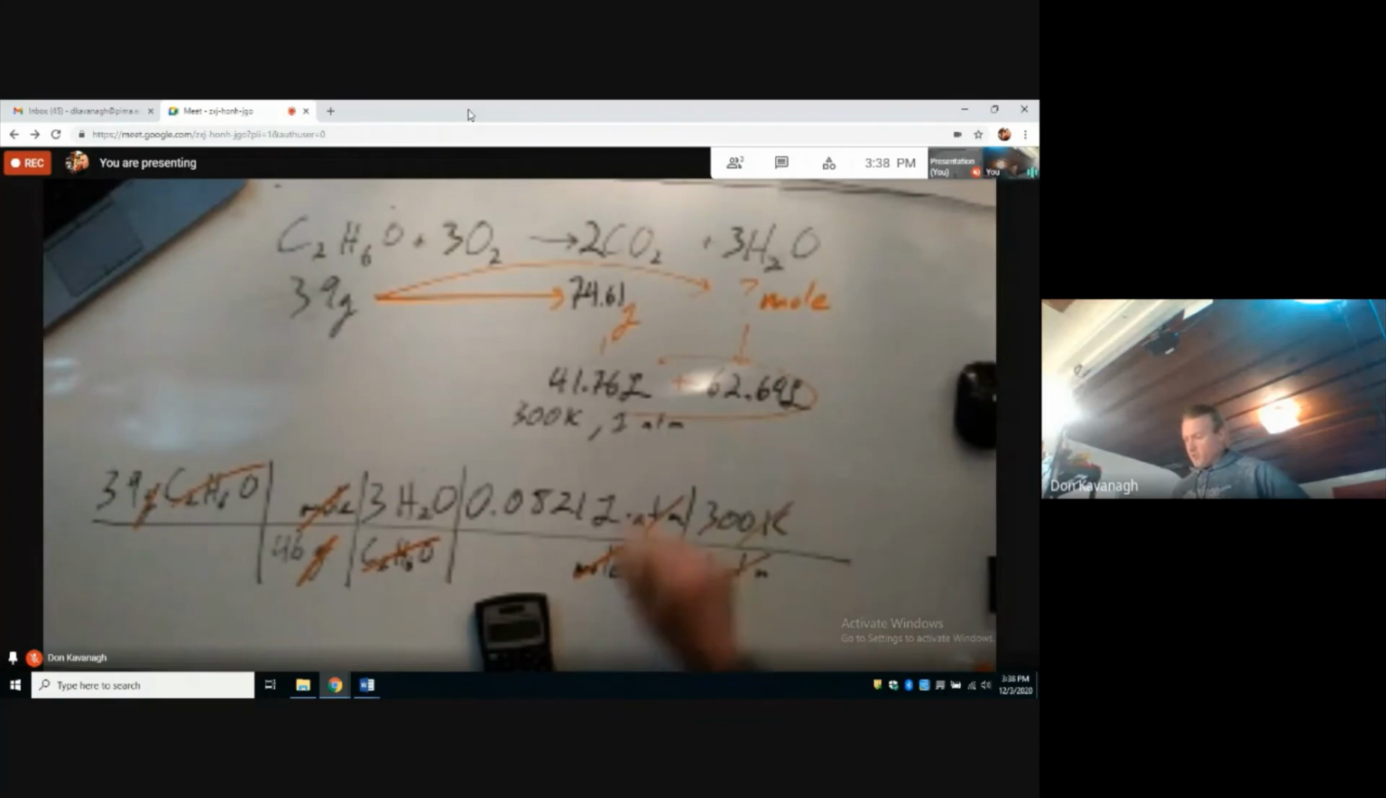We want to know the total volume, which is going to be about 103 liters when you sum them together. Hope that helps. Thank you.